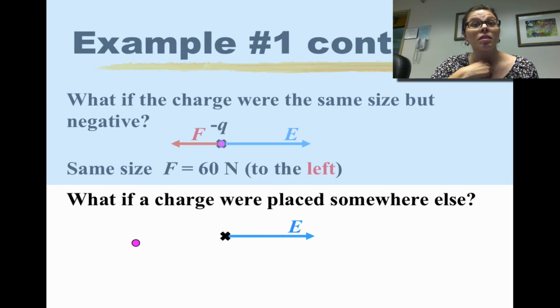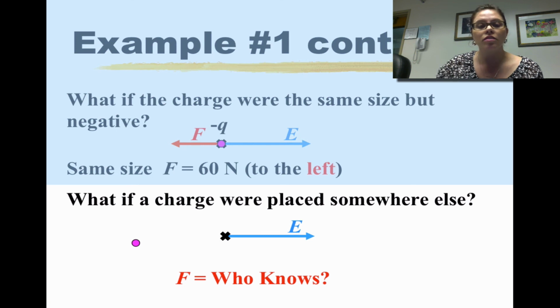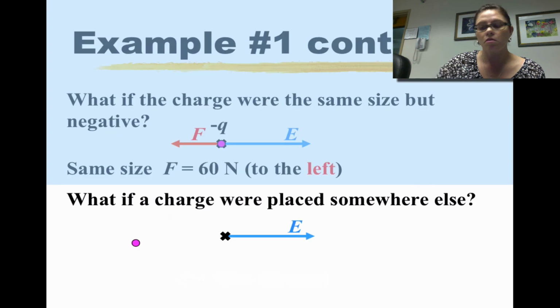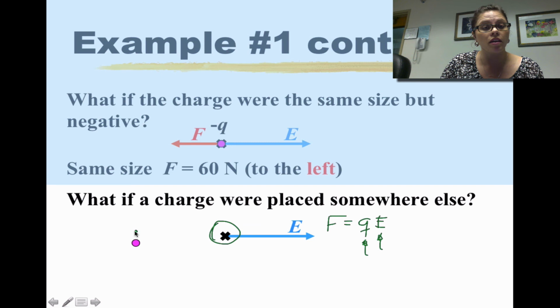So what if the charge were placed somewhere else? We don't know. Who knows? We only know the electric field at this point right here. So we could only use the F equals QE equation if the test charge and the electric field are at the same point. If they're not at the same point, who knows what the electric field is right here? So we can't answer that question right now. We can later with some more tools, but right now we cannot.